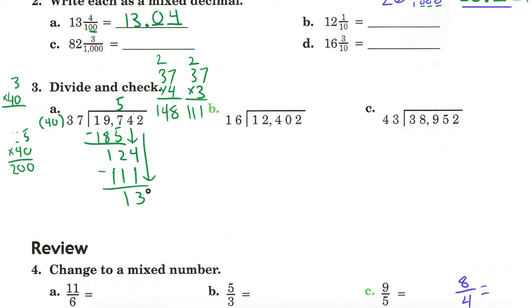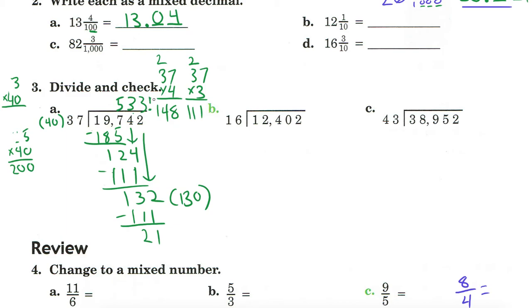Bring down the 2. Now ask yourself, how many times can 40 go into 130? All right. Well, I just did. I could try 4 again, but I know that 4 times 37 equals 148, which is way too high. So I should probably try 3 again. 3 times 37 is 111. Subtract that. 21. So 21 is less than 37, so I'm good.